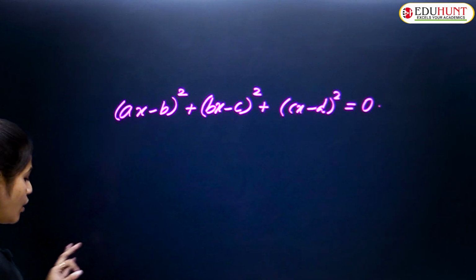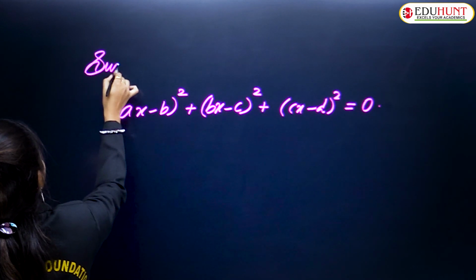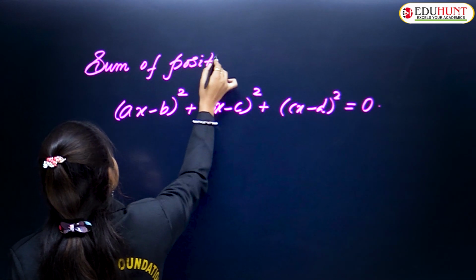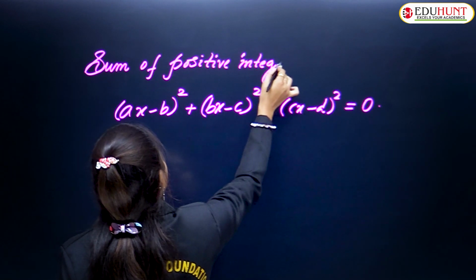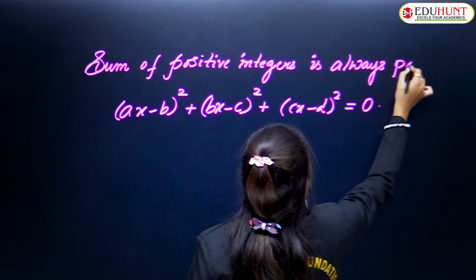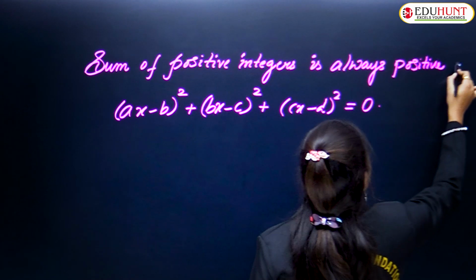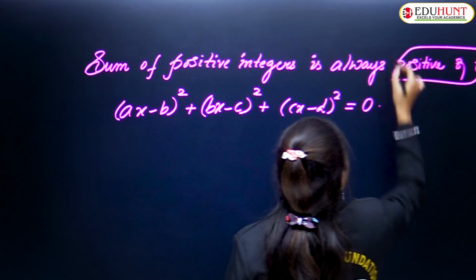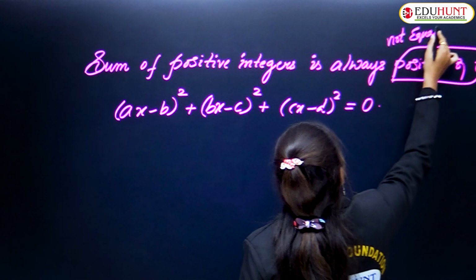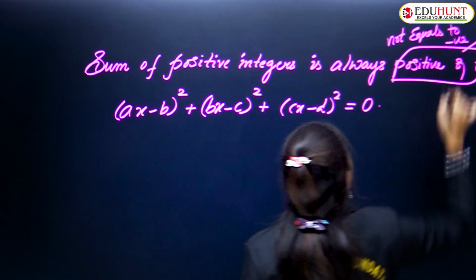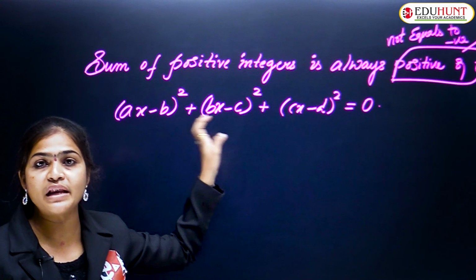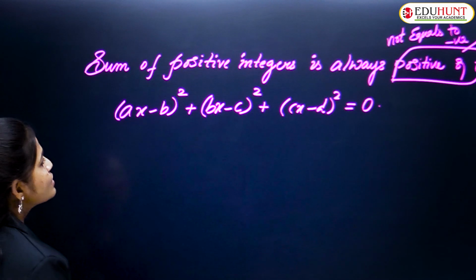Why? Because the sum of positive integers is always positive or 0. Which means it is never equal to negative. Those values are never negative numbers. Okay, so positive or 0.